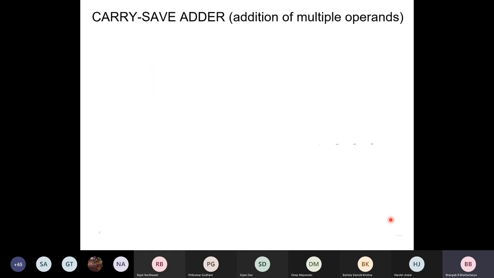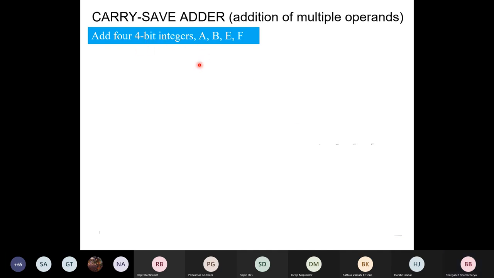Final sum is the same, of course. And this is called the carry save adder, addition of multiple operands. Let me give you an example here. Suppose you are given 4 integers a, b, e, f, and each of them is 4-bit wide for simplicity.